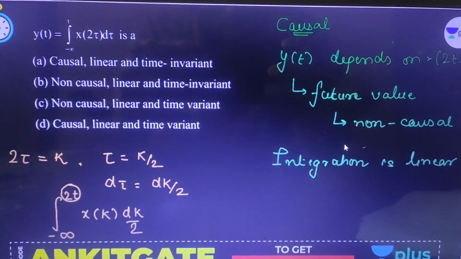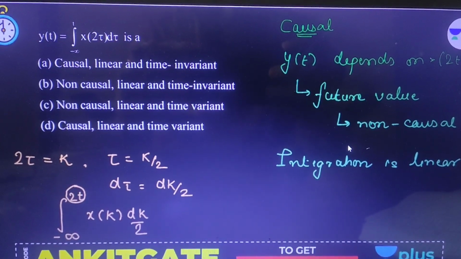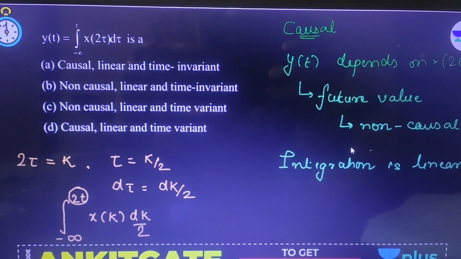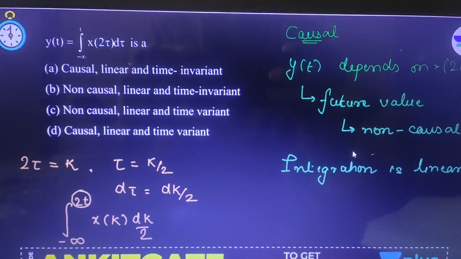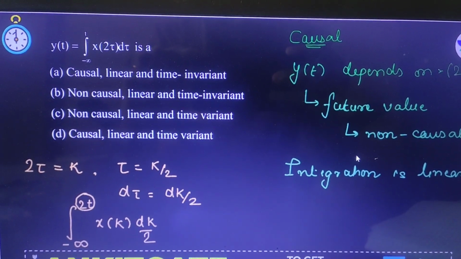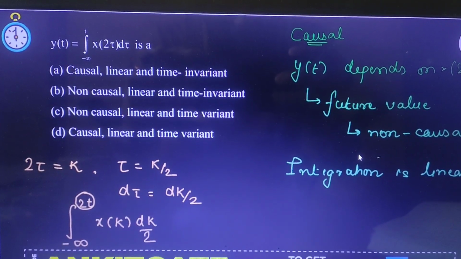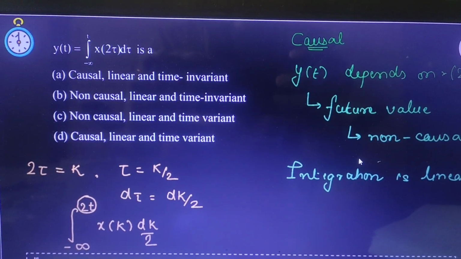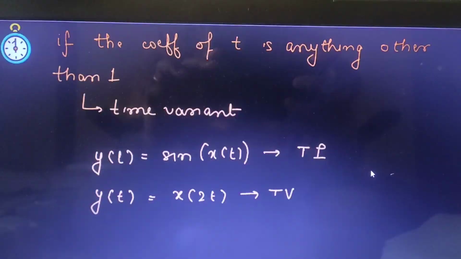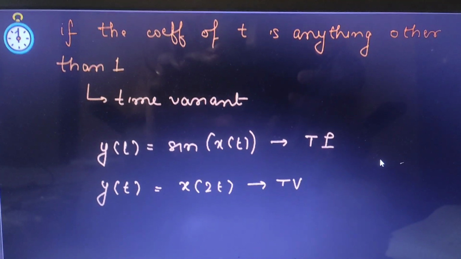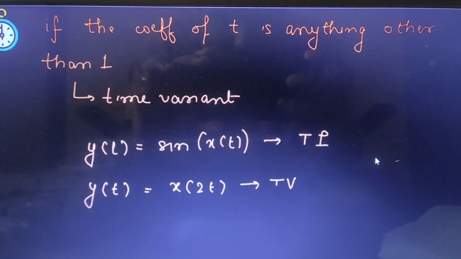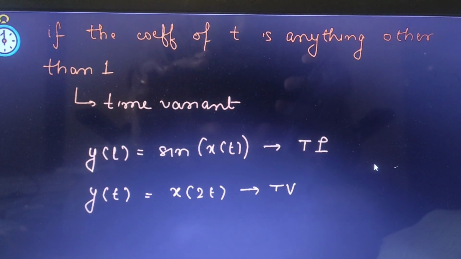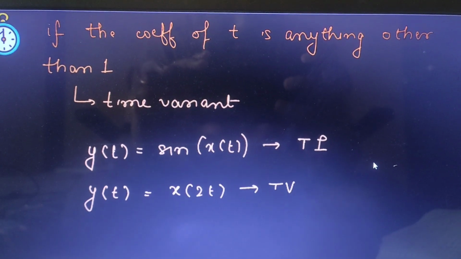Now he took the argument of x of t, 2t, as constant. Then tau is equal to k by 2. d tau is equal to dk by 2. When you substitute the limits, you will get limits as minus infinity to 2t. If the coefficient of t is anything other than 1, then it is time variant.